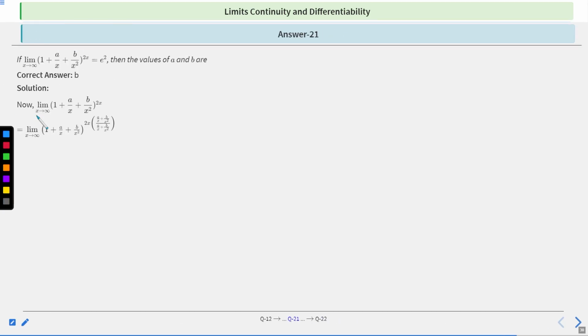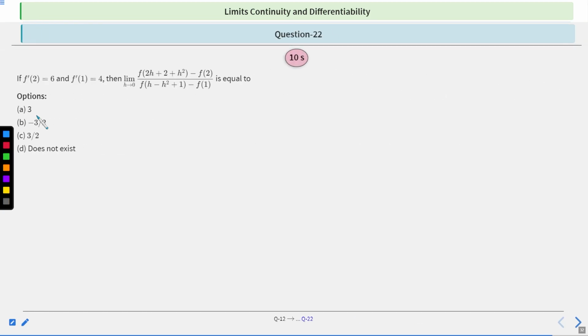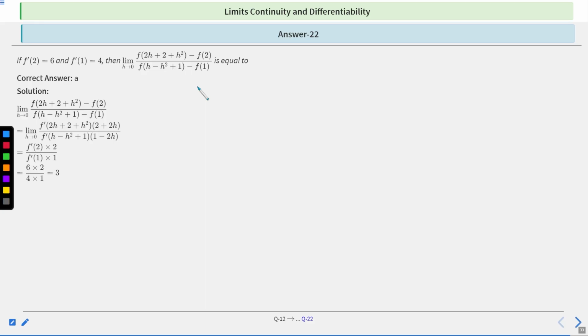Okay, let's move to the next question. Question number 22, which says if f dash 2 is equal to 6 and f dash 1 is equal to 4, then limit h tending to 0 of (f(2h plus 2 plus h square) minus f(2)) upon (f(h minus h square plus 1) minus f(1)) is equal to. So you have 10 seconds to solve this question. After 10 seconds, we will discuss the solution. Okay, let's move to the solution part.